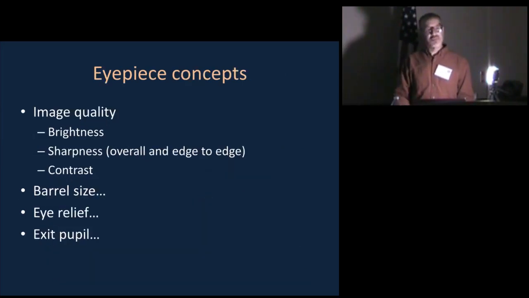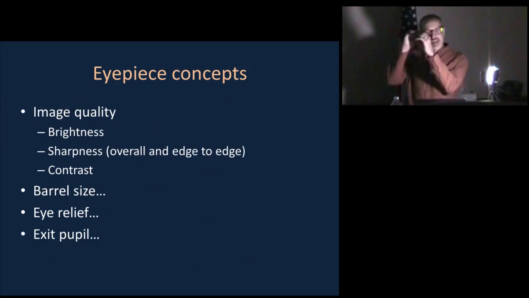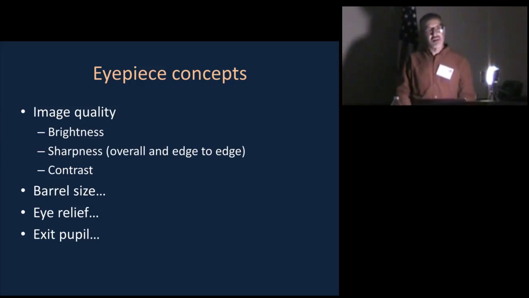All right, let's talk about some more concepts related to eyepieces. So first is image quality. Just a note here about the things that affect that. You can sort of think about this as if you're looking through binoculars, you'd like to have a bright image. You want it to be sharp edge to edge, and just overall, you want the image to be very crisp. And you also want contrast.